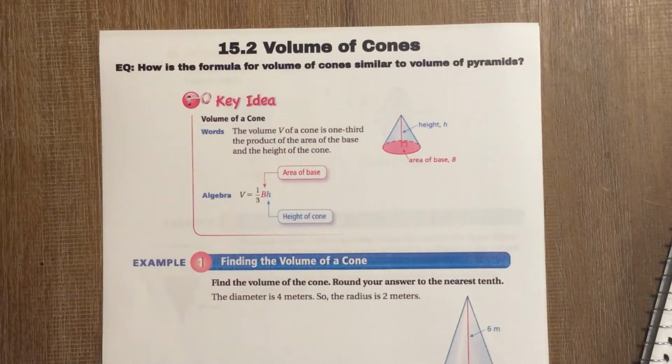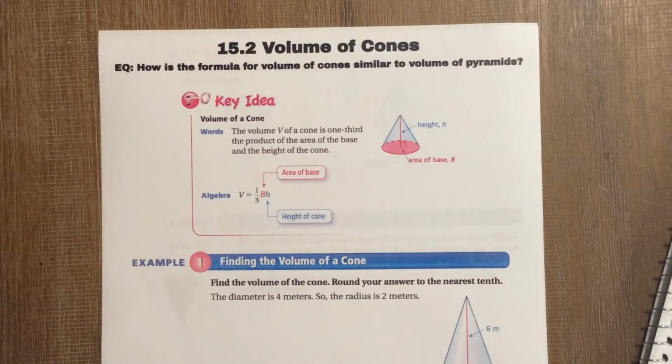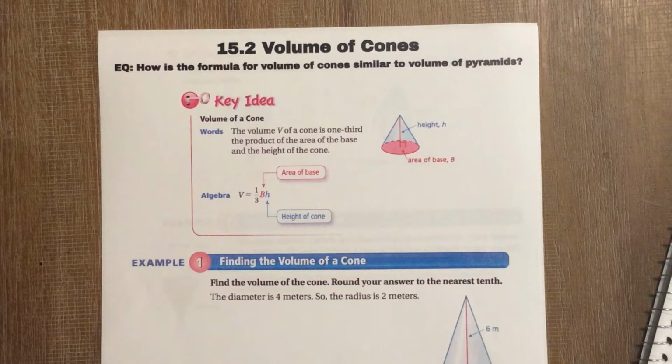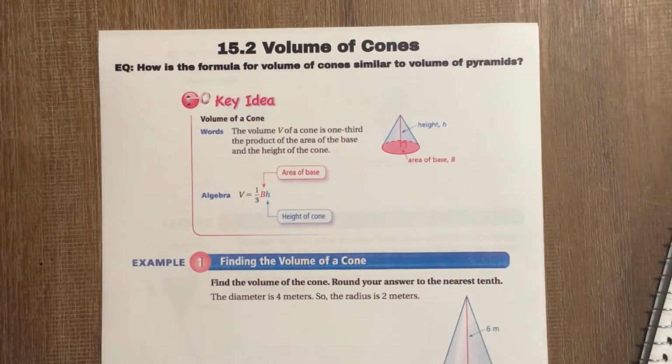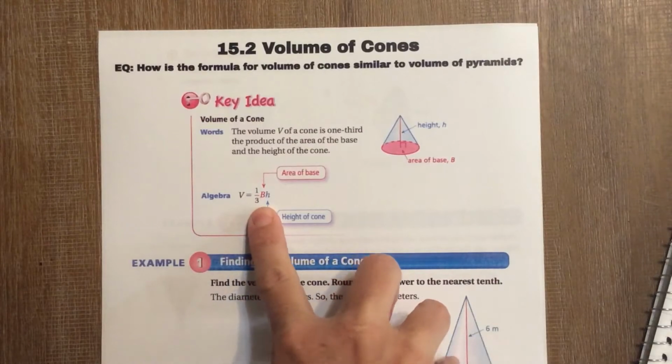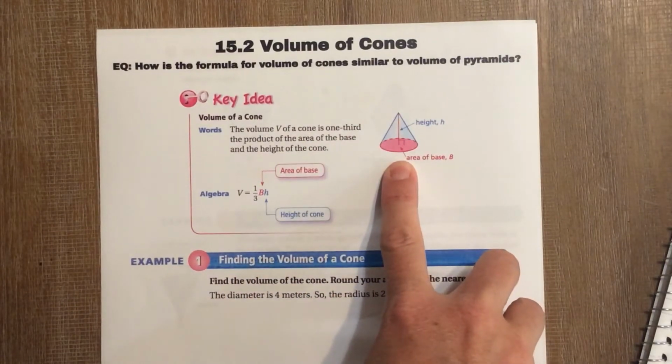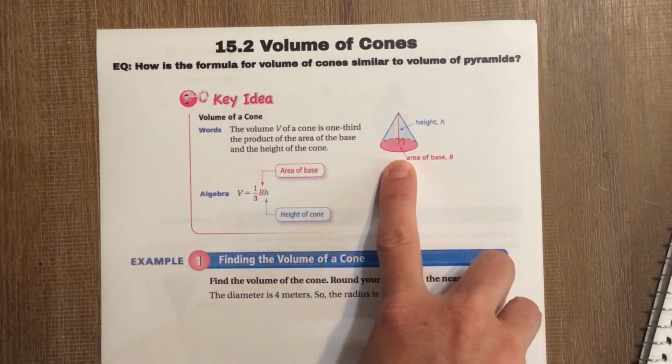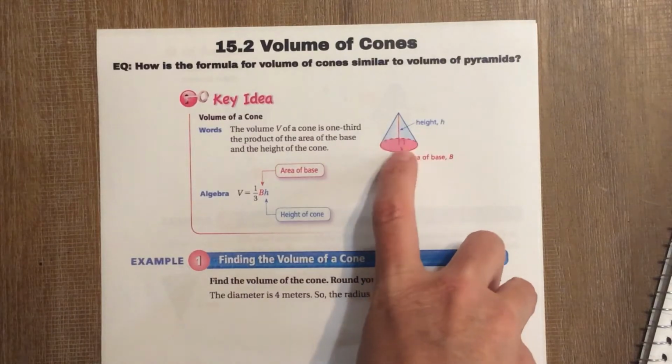Hey everyone, we're going to talk about section 2 of chapter 15, volume of cones. Essential question: how is the formula for volume of cones similar to volume of pyramids? Well, you can see it's not just similar, it's exactly the same. Although this is not a pyramid, the formula for volume functions the same way. This is in fact a cone.